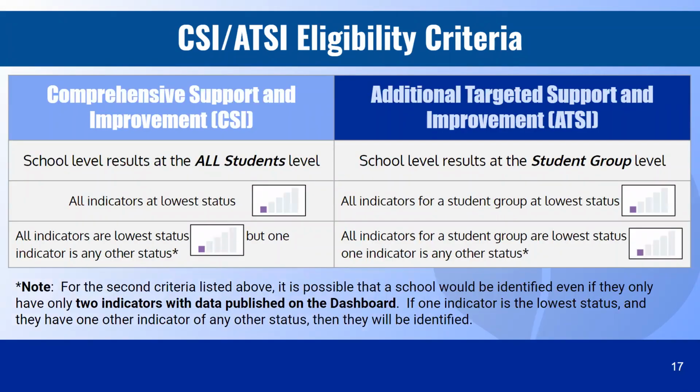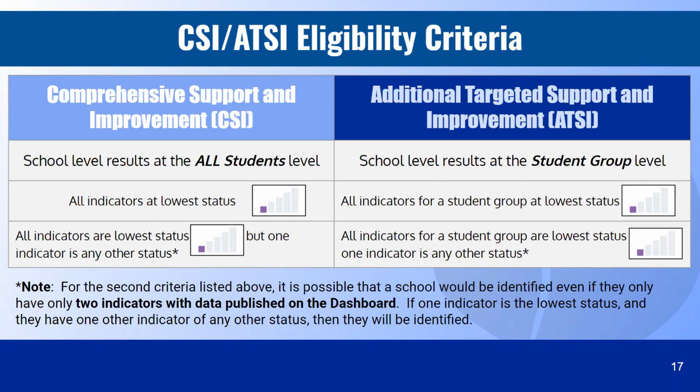Since we do not have performance level colors on this year's dashboard, this year's eligibility criteria for CSI and ATSI are based on dashboard status. As previously mentioned, CSI is based on dashboard outcomes for all students, while ATSI is based on student group outcomes. There are 2 criteria this year. The first criteria is that all indicators are at the lowest status level on the dashboard. The second criteria is that all indicators are at the lowest status level with 1 indicator of any other status.